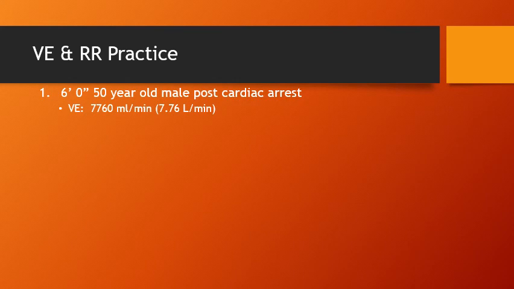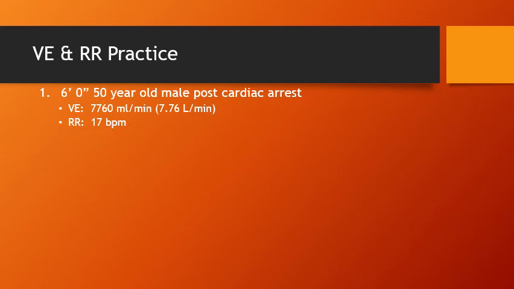And for this patient, you should have gotten a targeted minute ventilation of 7,760 milliliters per minute. But remember, we report minute ventilations in liters per minute. So if we divide that by 1,000, we get 7.76 liters per minute. And the way we got that value is by taking his ideal body weight multiplied by 100. He's an adult, so we're going to use the 100 value for his minute ventilation target.